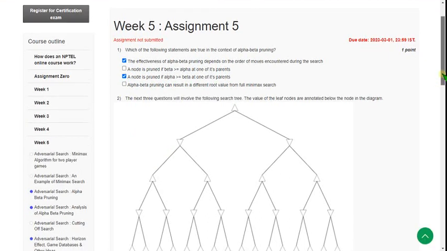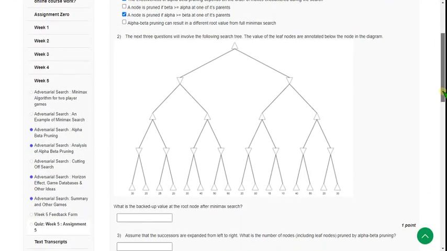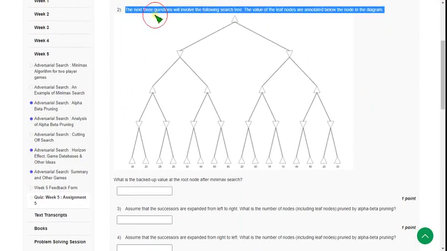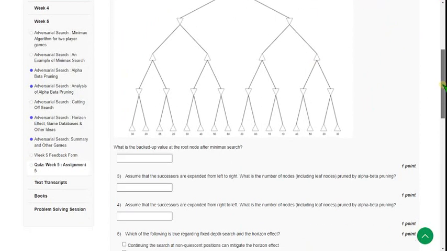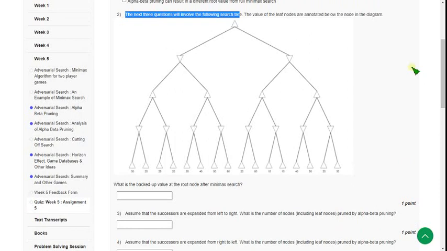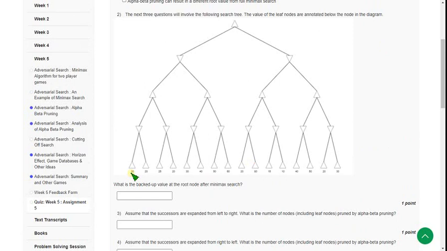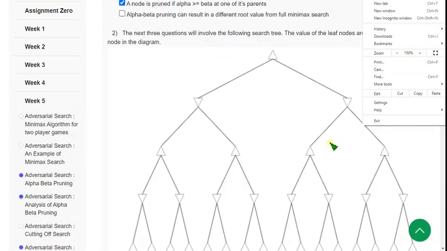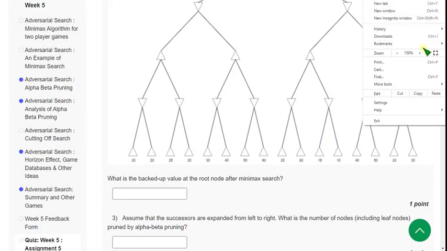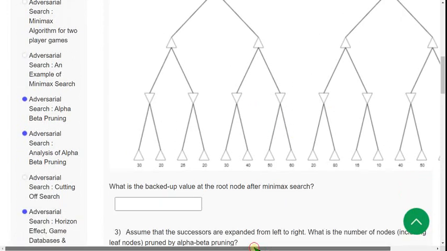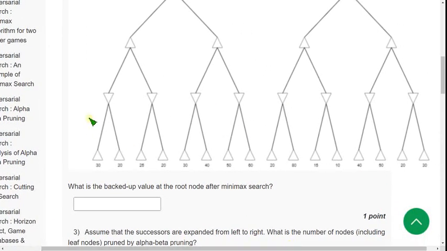And moving on to the second one, here the next three questions will involve the following search tree. That means questions 2, 3 and 4. So they gave the diagram, the search tree, like this. Here it is 30, 20, 25, 20, like that. I will zoom this for you actually. Now it may be somewhat clearer compared to the previous one.